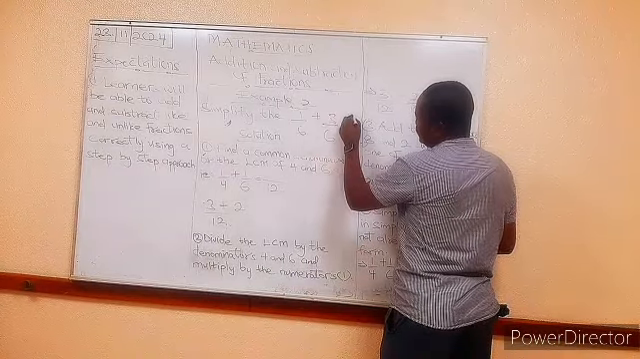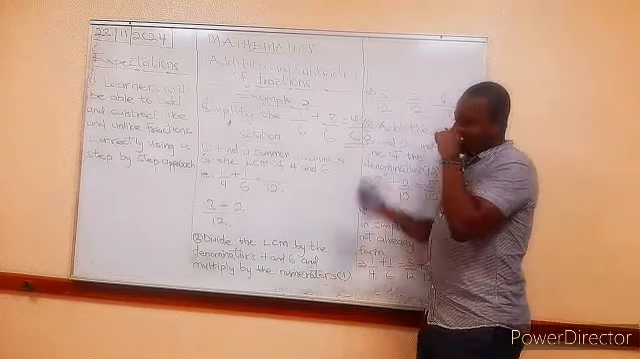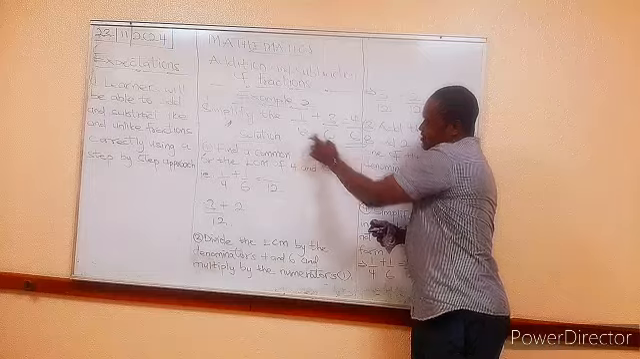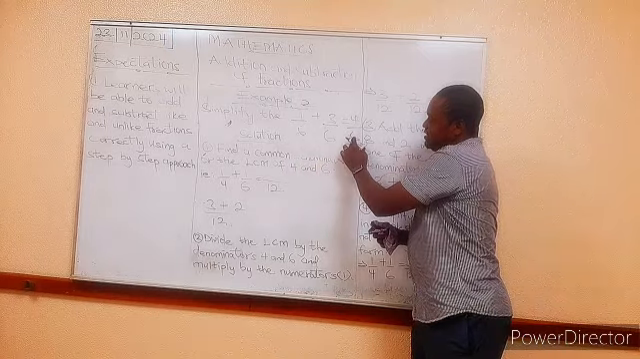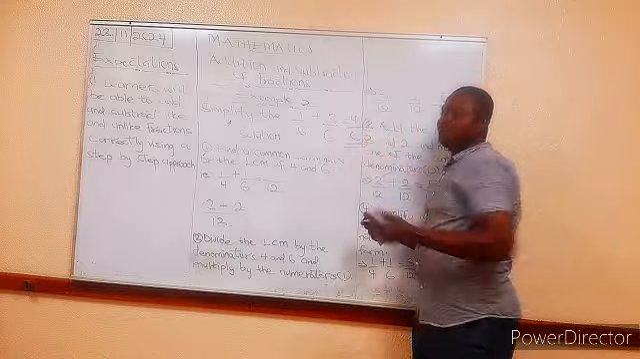1 plus 3 is 4, all over 6. That is the answer. So you see how easy it is. The denominators are common, so we maintain one and then we add the numerators. So we have 4 over 6.